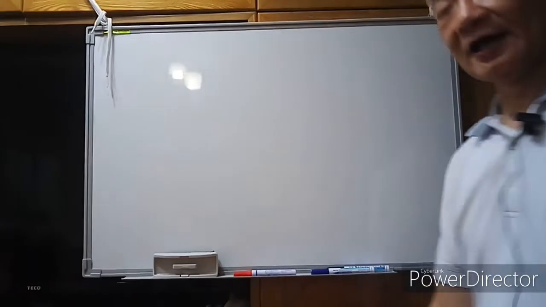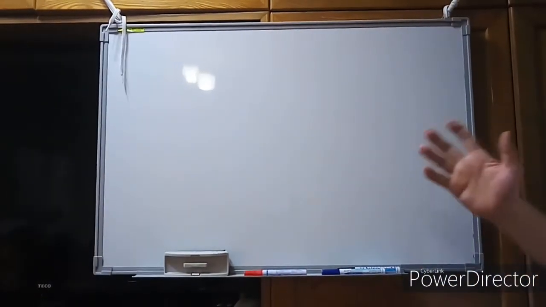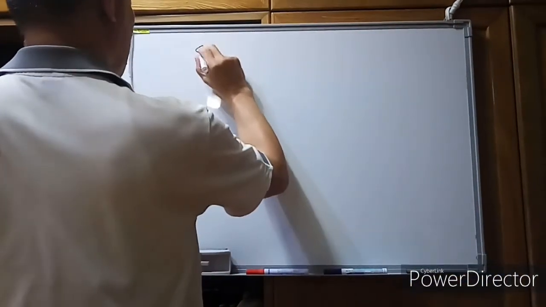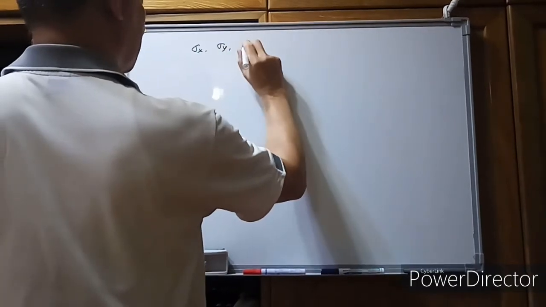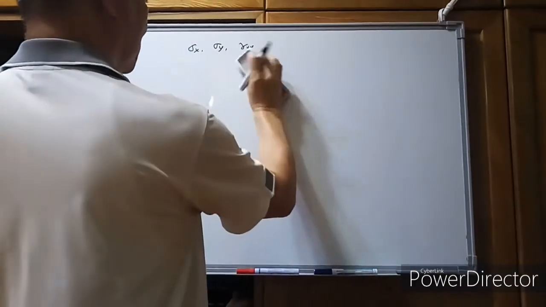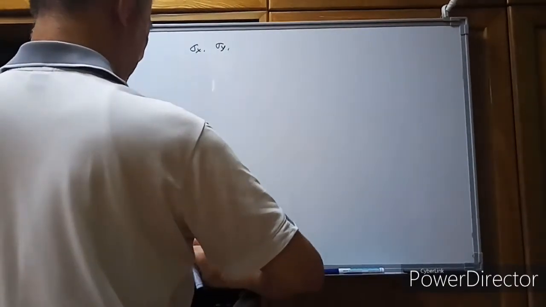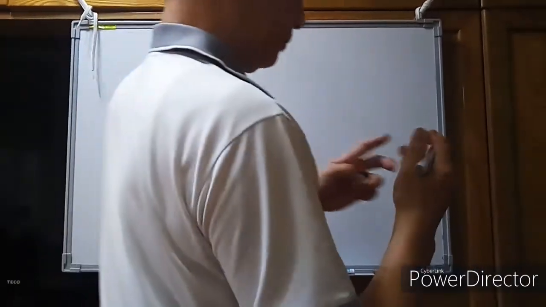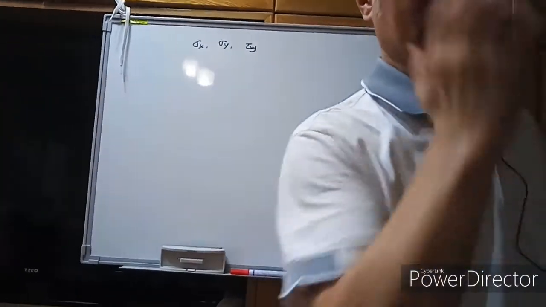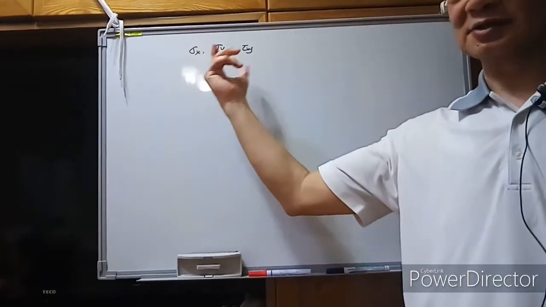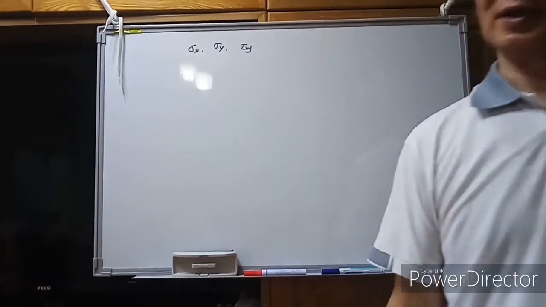Okay, so if we have the non-zero strains on the xy plane, then usually we still have the sigma x, sigma y, and tau xy. Not the gamma xy, tau xy. Since we have the deformation on the xy plane, usually we have the corresponding stresses, sigma x, sigma y, and the tau xy on this plane.